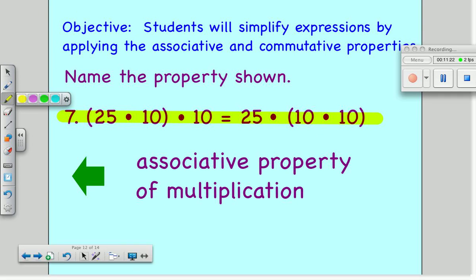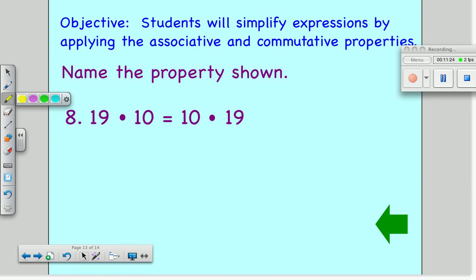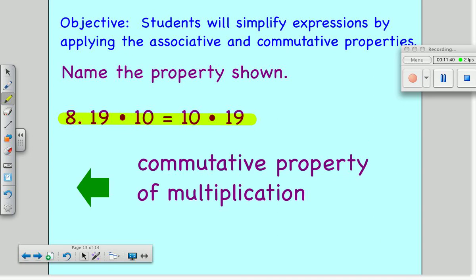Okay, so number 8, 19 times 10 equals 10 times 19. This is multiplication, so you know it's a property of multiplication. And which one, associative or commutative? Hopefully you said commutative. Okay, property of multiplication.